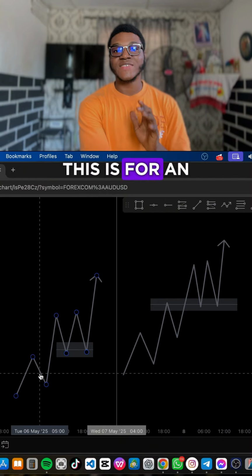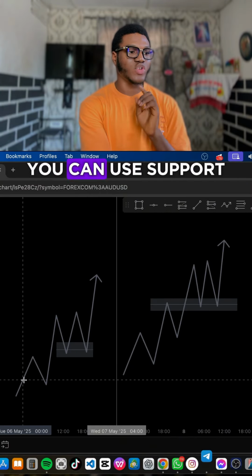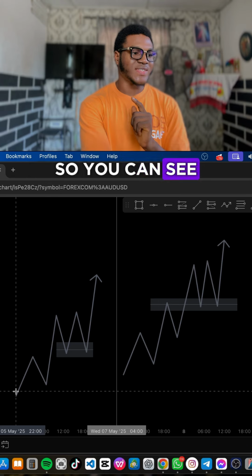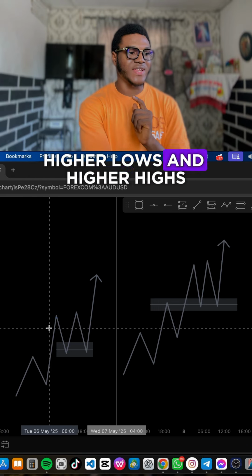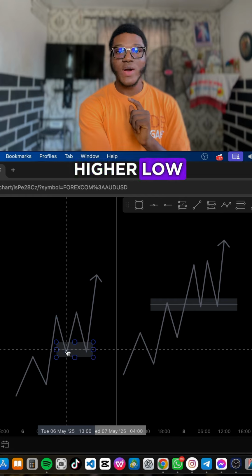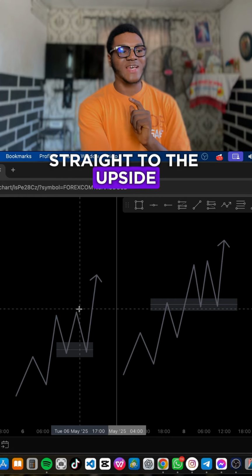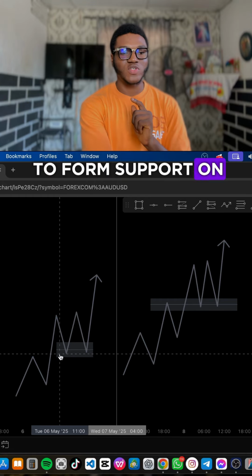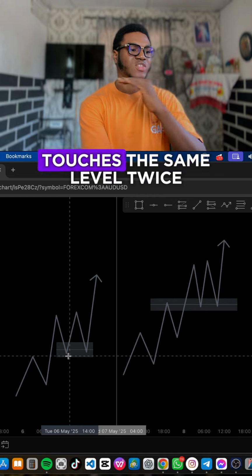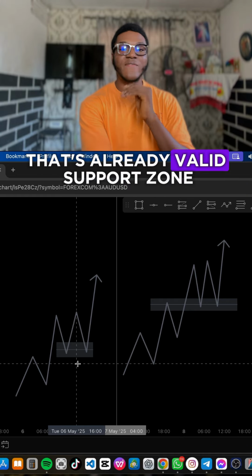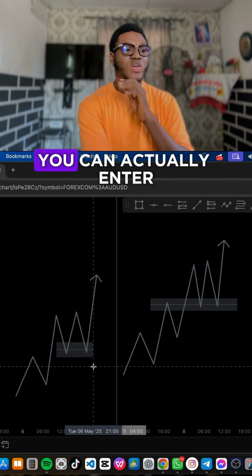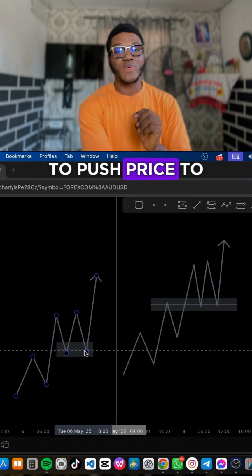Market is heading to the upside. This is for an uptrend now. So for an uptrend, you can use support zones this way. So you can see market is pushing higher highs, higher lows, and higher highs. Then it creates a higher low. Then once that higher low has broken straight to the upside and price comes back to form support on that zone, meaning it touches the same level twice, that's already a valid support zone. So depending on your confirmation, you can actually enter buys on this trade to push price to the upside.